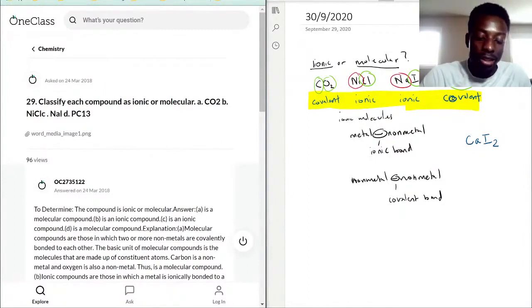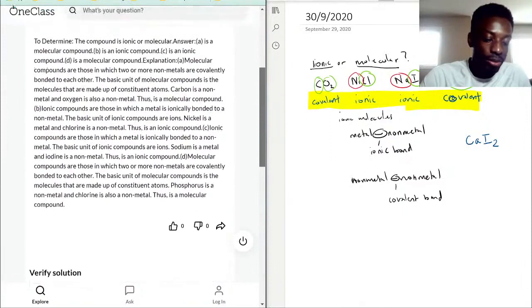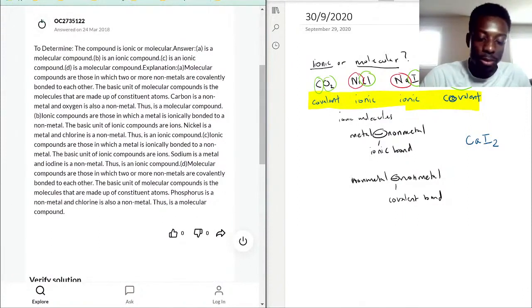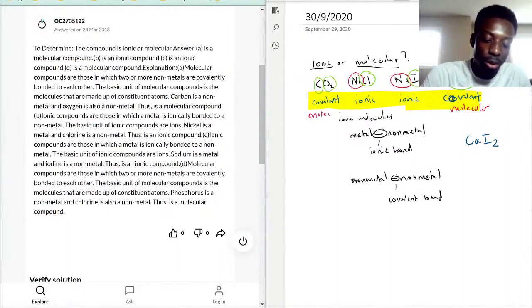So with that, let's check if they have it correct here. The answer, A is molecular. Yep, so that's covalent, molecular. And these two, ionic, ionic. And the last one is a covalent compound. So there we go. Just to clarify, these are molecular. I just named the bonds in them. But once you have a covalent bond, it makes it a molecular compound. Okay? So that is correct here.